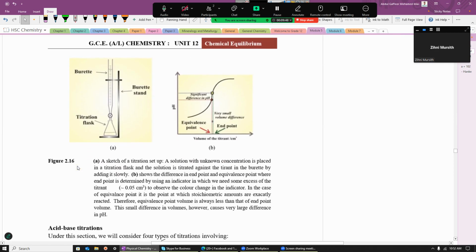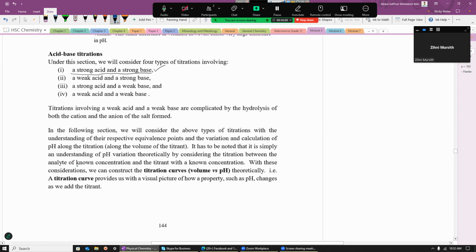Now you can see here, this is the burette and this is the titration flask. Now here we will have the volume of the titrant, right? So in the x-axis we will have the volume of the titrant, and here we will have pH. And now we have many titrations, right? So one of the titrations is acid-base titration. Here we are going to focus on acid-base titration. So in acid-base titration, we have 4 types. The first one is strong acid and strong base, then weak acid and strong base, strong acid and weak base, and finally weak acid and weak base.